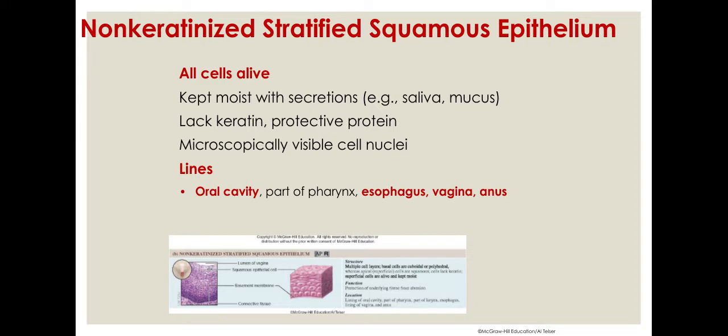Non-keratinized is just cells that are still alive. And this is going to be in moist areas of the body, and really where we have a lot of secretion, like your salivary glands and in your mouth. They don't have keratin as their protective protein. They do have nuclei if you look at them under a microscope. And again, we're going to find these in your mouth and oral cavity, in your pharynx, esophagus, anus, and vagina.